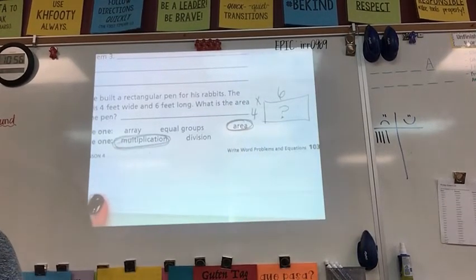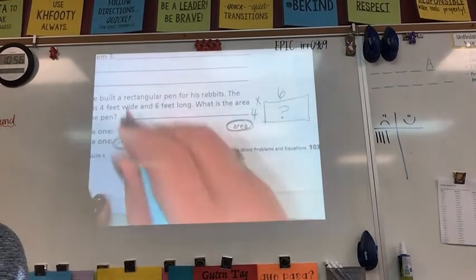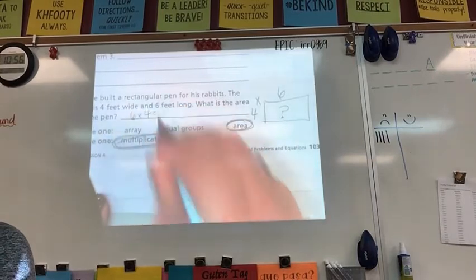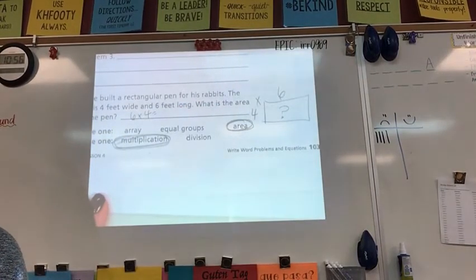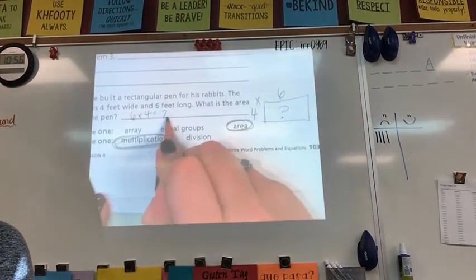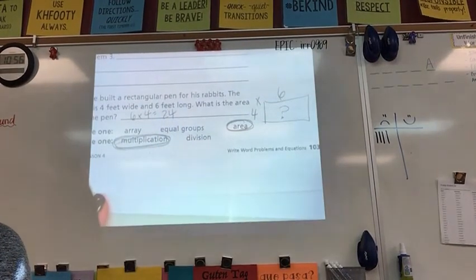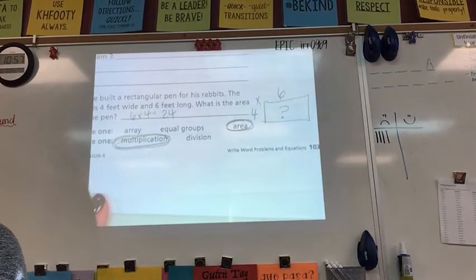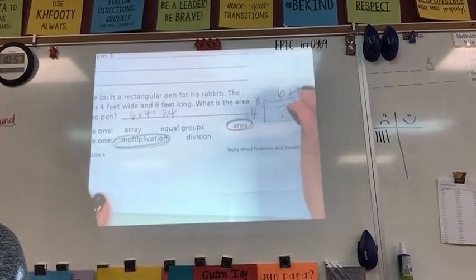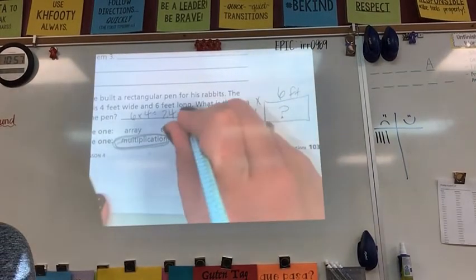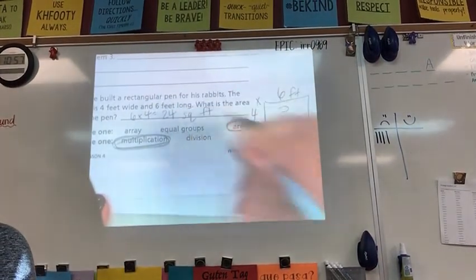Area multiplier. Let's go. Who can give me an equation? An equation, answer, label. 6 times 4 is 24. 24 square feet. Fancy area label. And we're measuring in feet, so square feet. Here's the deal.